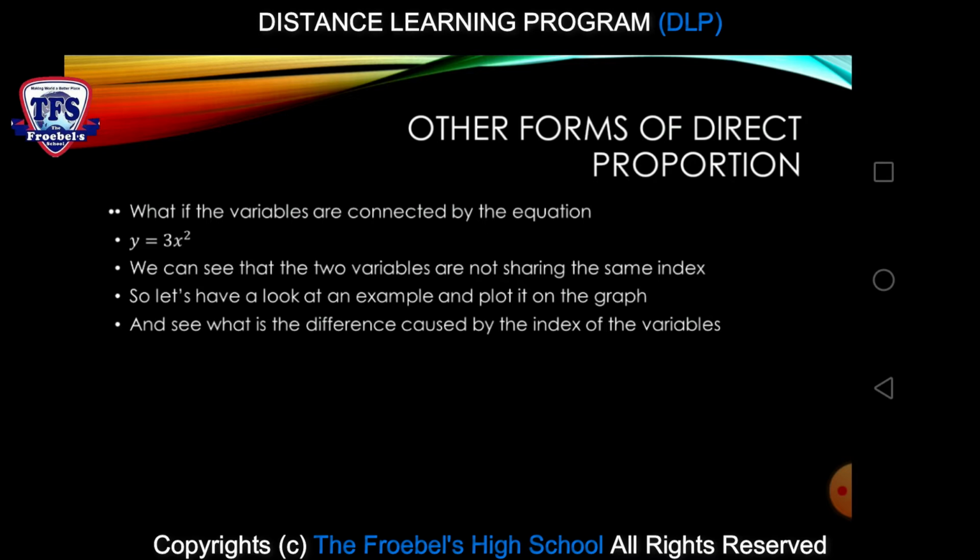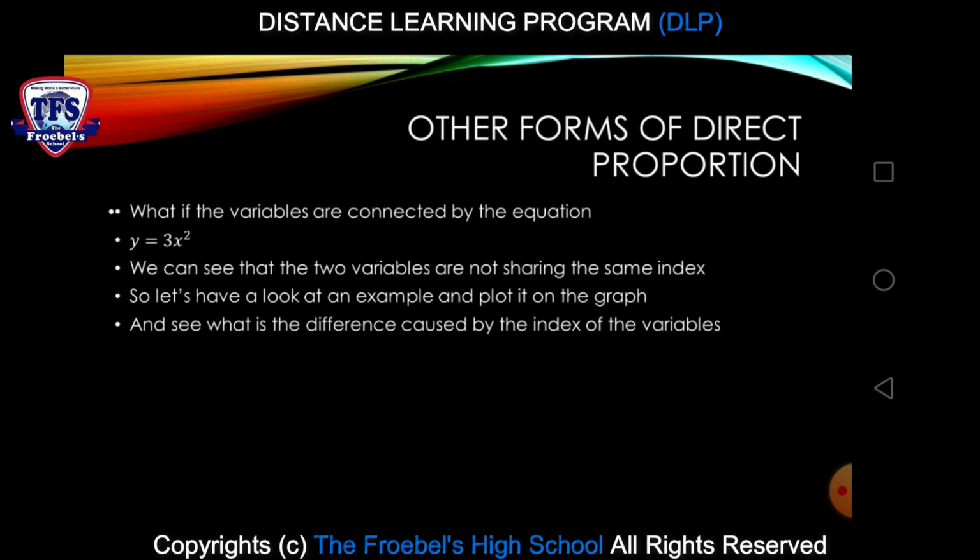But what about this x? Previously we had the x with no power on it. That means we have just over power 1 on that x. But over here we can see that the power of x is 2, that is x square. So what should we do with this kind of equation in the direct proportion method, and how to represent this equation on a graph? We can see that the two variables are not sharing the same index. The index of y is 1 and the index of x is 2.